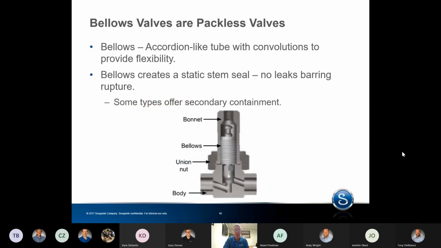A bellows valve is a packless valve. There is no packing. The bellows is basically a tube with convolutions to allow it to flex, and the bellows creates what's called a static stem seal. The only way to experience stem leakage is if the bellows itself ruptures. And some types of bellows valves even offer secondary containment by adding packing above the bellows seal.